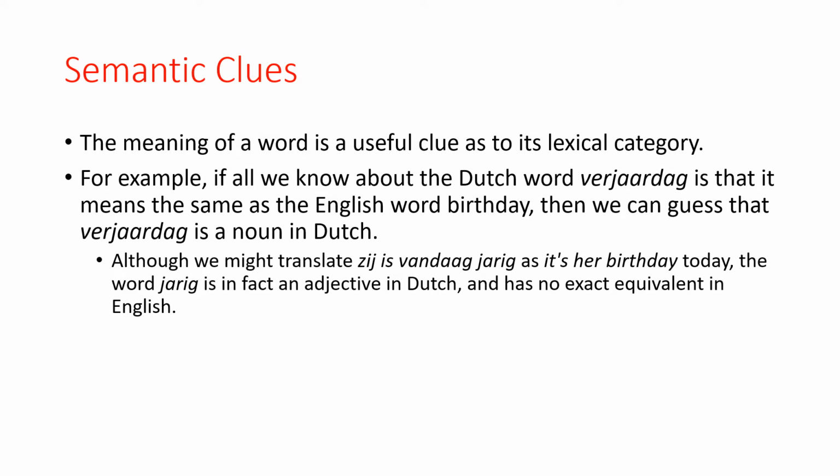For example, if all we know about the Dutch word verjaardag is that it means the same as the English word birthday, then we can guess that verjaardag is a noun in Dutch. However, some care is needed. Although we might translate "zij is vandaag jarig" as "it's her birthday today", the word jarig is in fact an adjective in Dutch and has no exact equivalent in English.